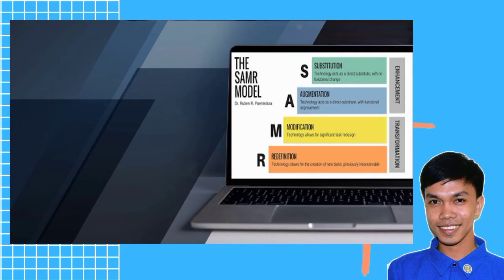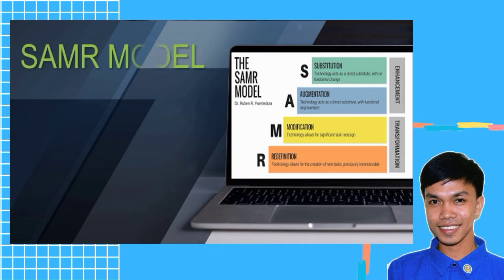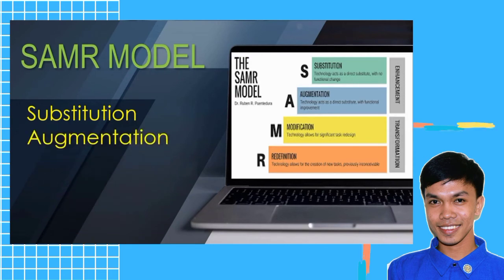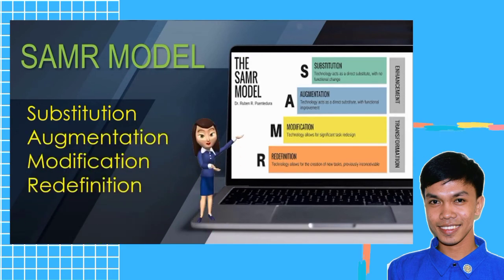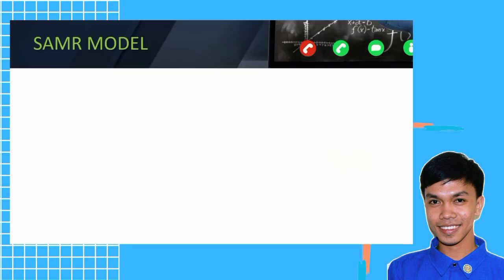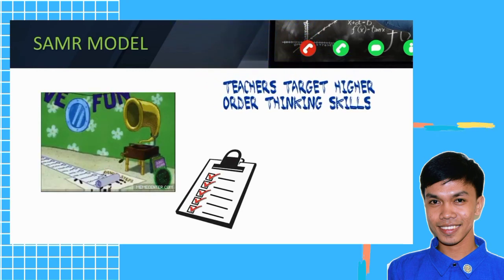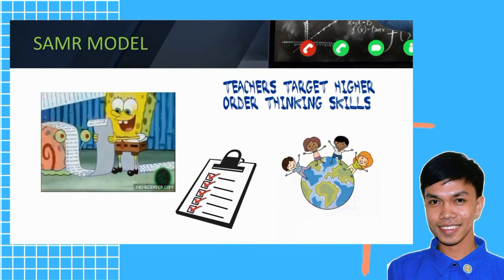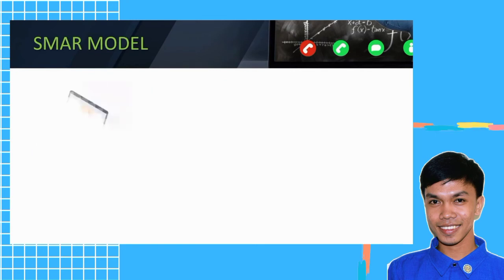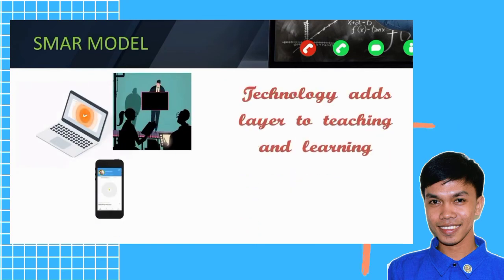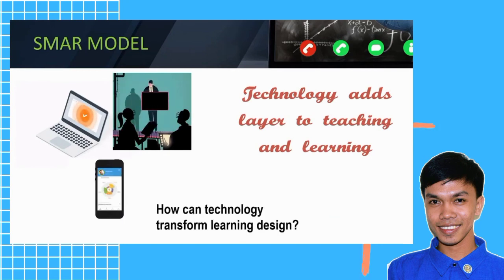Moving on, let us now have the second to the last type of technology model in language teaching, which is the SAMR model. SAMR is an acronym that stands for substitution, augmentation, modification, and redefinition. So every day, teachers are designing various activities targeting the higher order thinking skills of students in order for them to engage in rich learning experiences. But integrating technology adds a whole new layer to teaching and learning. The question is, how can technology transform your learning design?